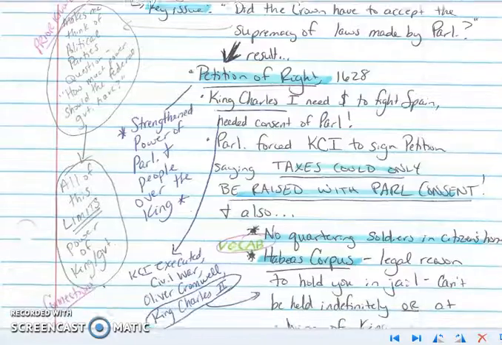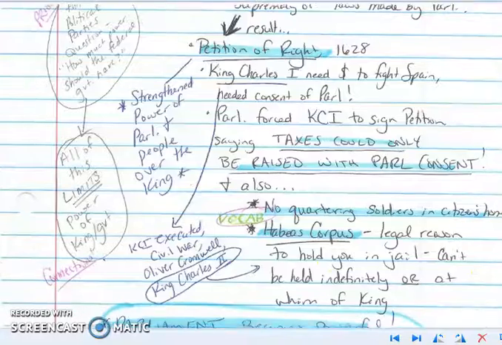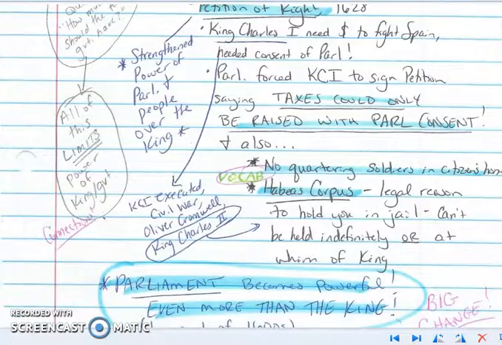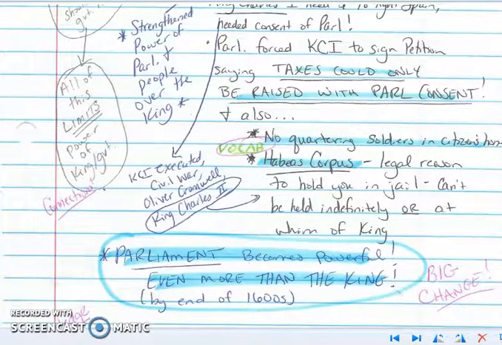And so from your notes you should be able to identify that King Charles I needed money to fight Spain, so he needed the consent of Parliament in order to get the money. Parliament forced KC1, King Charles I, to sign the Petition of Right, saying that taxes could only be raised with Parliament's consent. And also there's no quartering of soldiers in citizens' homes, and habeas corpus. You have to have a legal reason to hold you in jail. You can't be held indefinitely or at the whim of a king. That really does limit the power of the king.